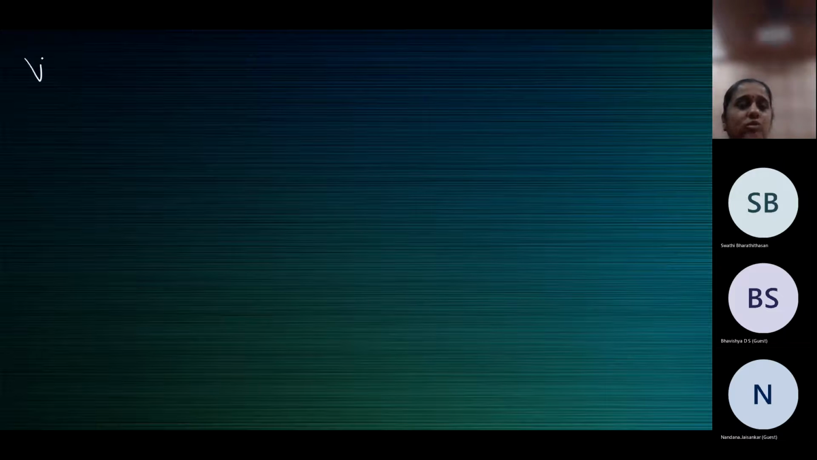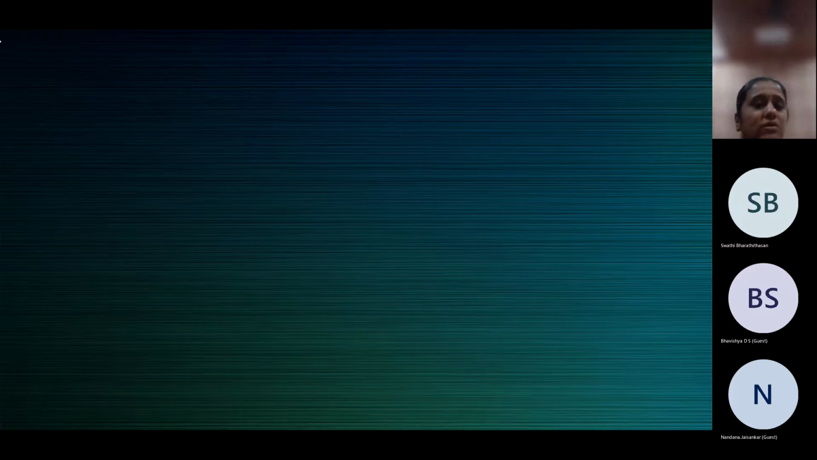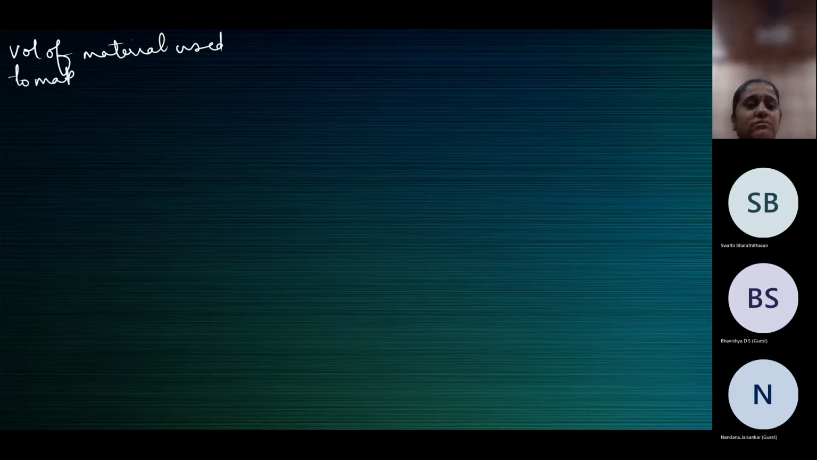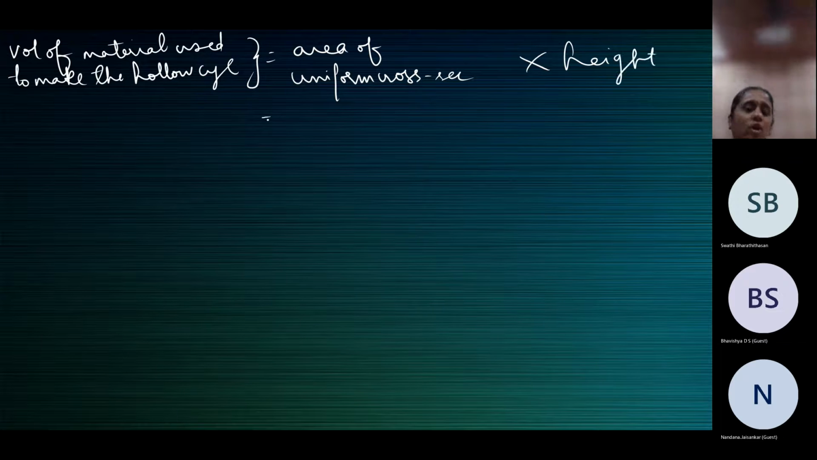So it's a continuation. Volume of material used to make the hollow cylinder is equal to area of uniform cross section into height.